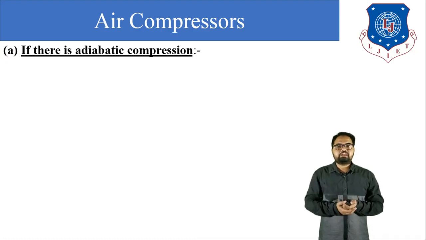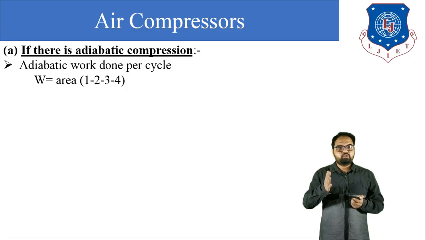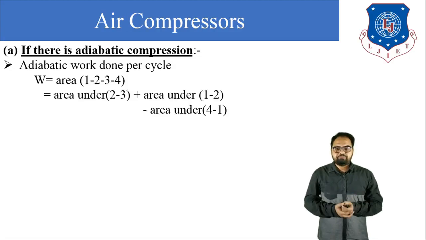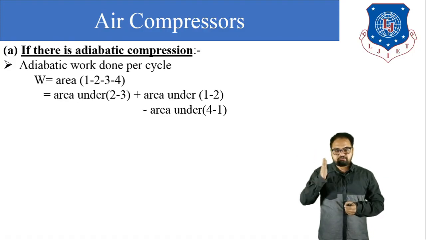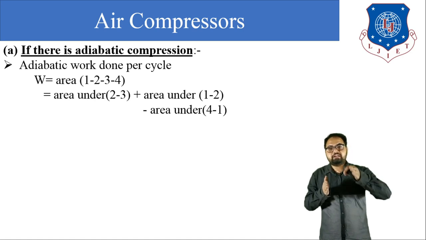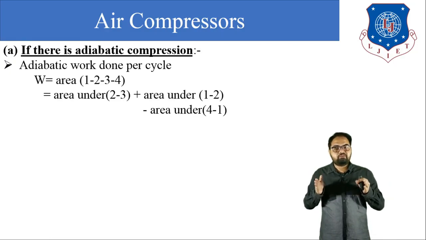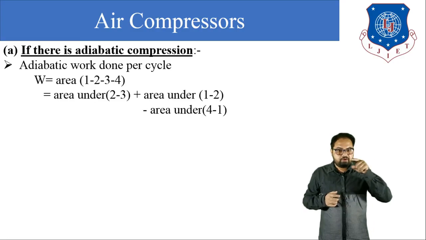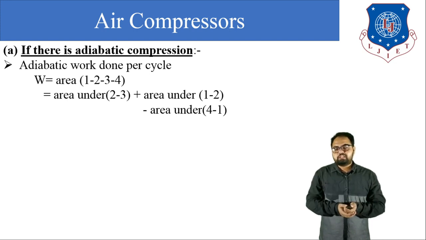Okay, so if the compression is adiabatic, then first of all we need to calculate the area covered below the PV diagram, that is the area of 1, 2, 3 and 4. First of all, area under the curve 2 to 3, that will be a square. After that, area under 1 to 2, that indicates the adiabatic compression process. After that we will subtract the area under curve 4 to 1, that rectangular shape will be subtracted from that. If we put each and every equation for this, then we will get the adiabatic work done per cycle.